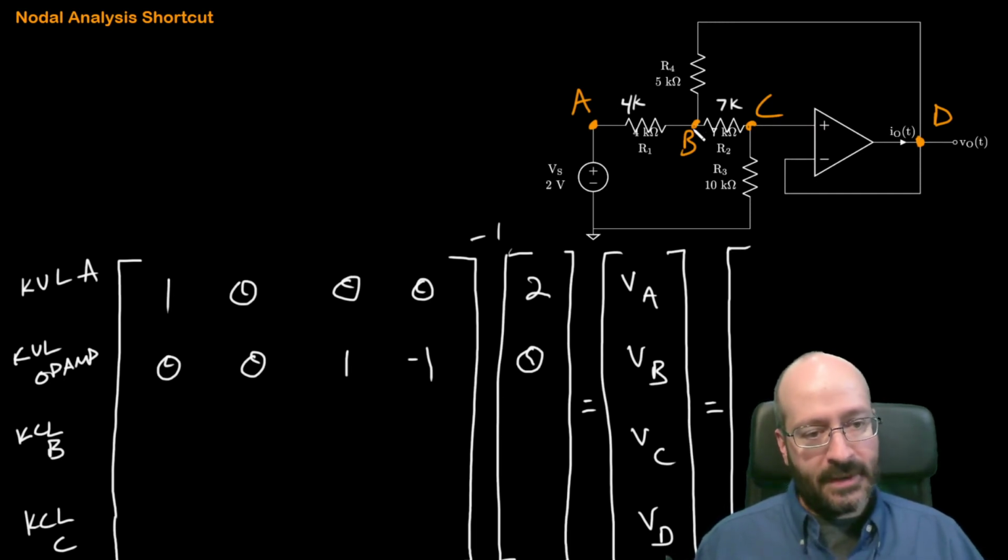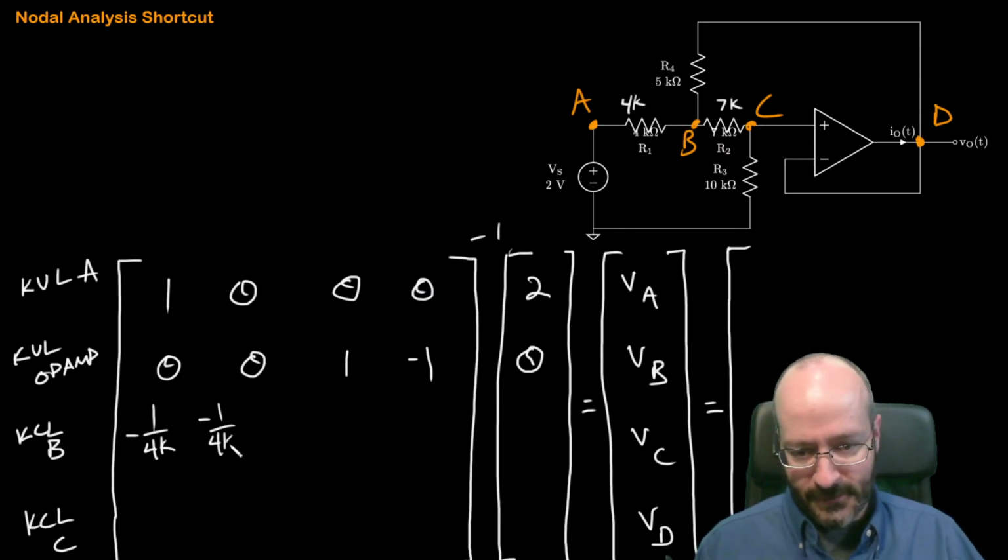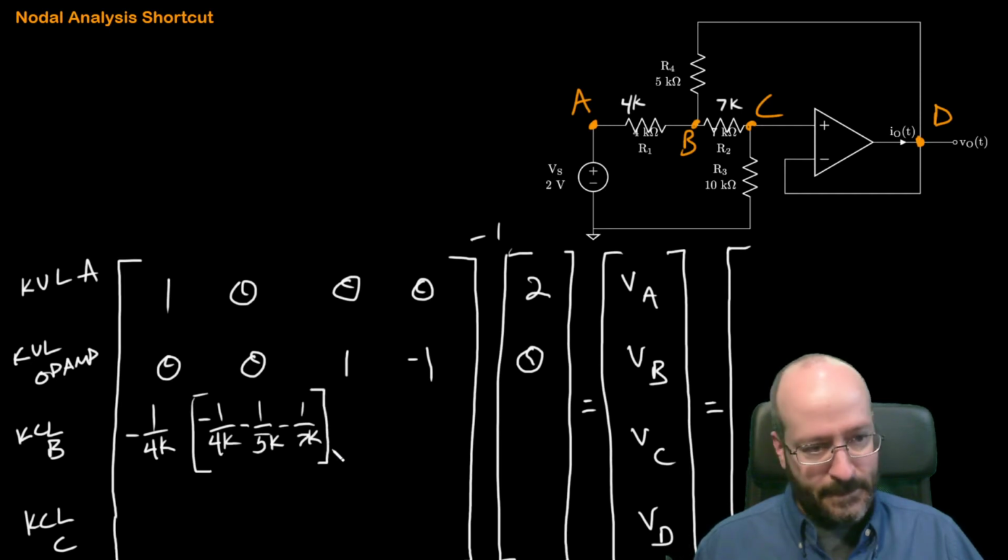KCL for B. What's connected to B that's also connected to A? It looks like the 4K. What's connected to B? Ooh, this one's going to be big. Negative 1 over 4K. Cram it in here. Negative 1 over 5K. Negative 1 over 7K. Okay, what's connected to B that's also connected to C? It looks like we've got the 7K. This is getting cozy on this line. What's connected to B that's also connected to D? And it looks like we have the 5K.